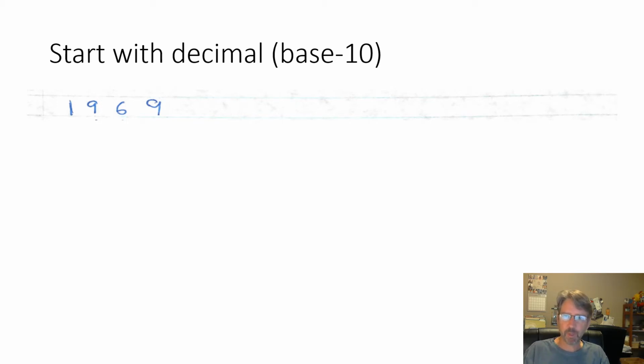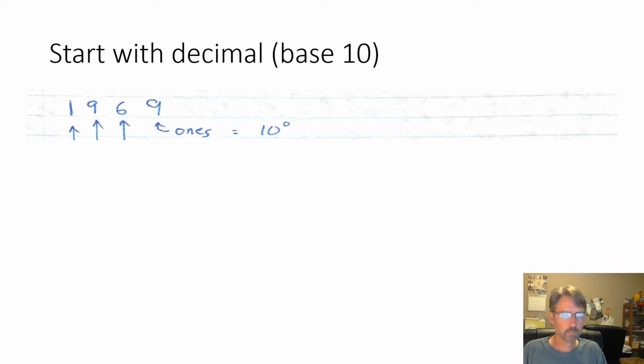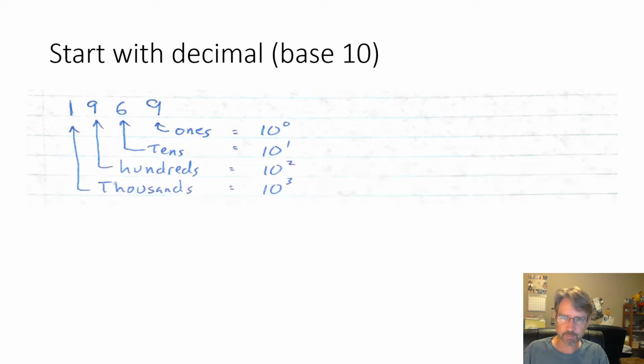If we try to break this out into its components, so this first place here, where the 9 is the ones place. You probably remember this from grade school. Then the next place is the tens. This is the tens place with the 6. And we have another 9 in the hundreds place and a 1 in the thousands place. So this is the way we learn it in grade school with ones, tens, hundreds, and thousands.